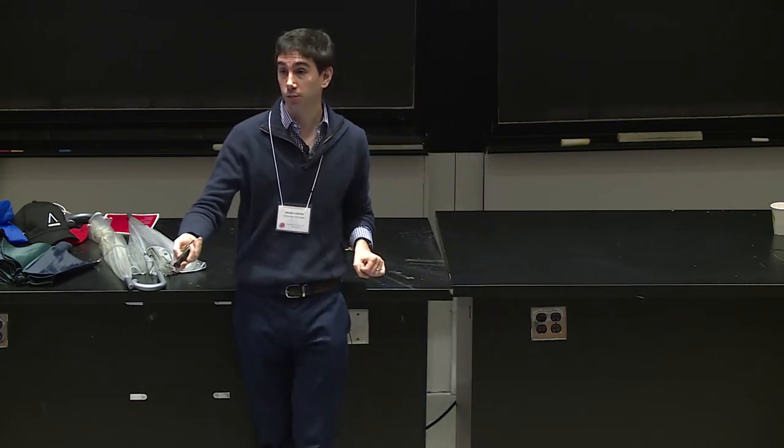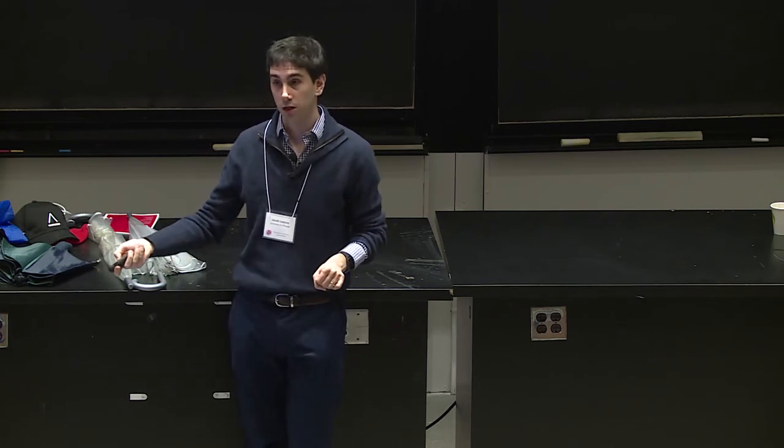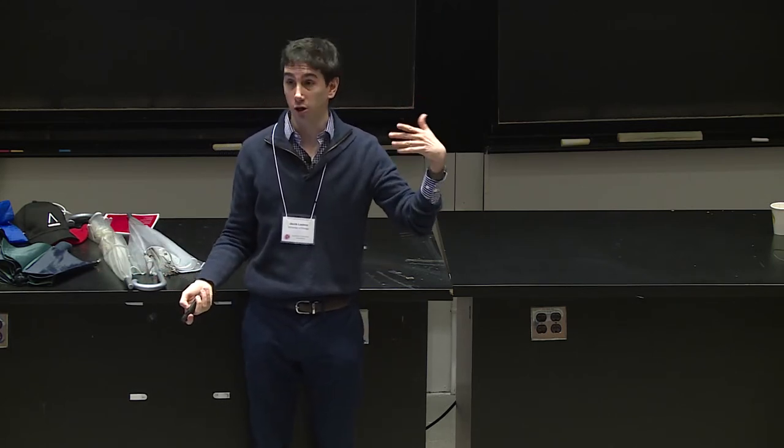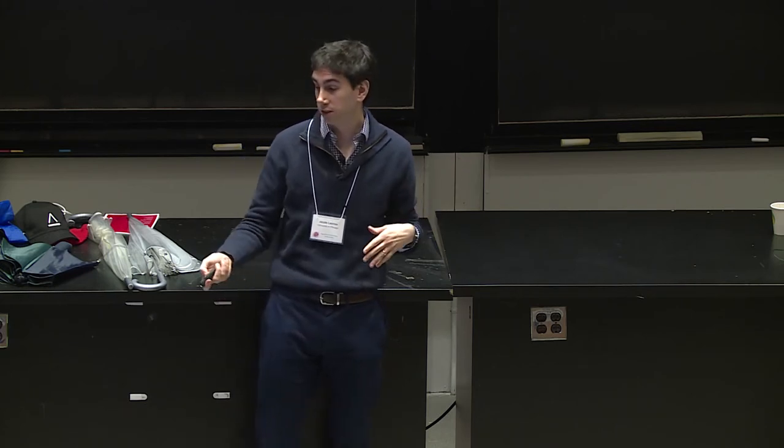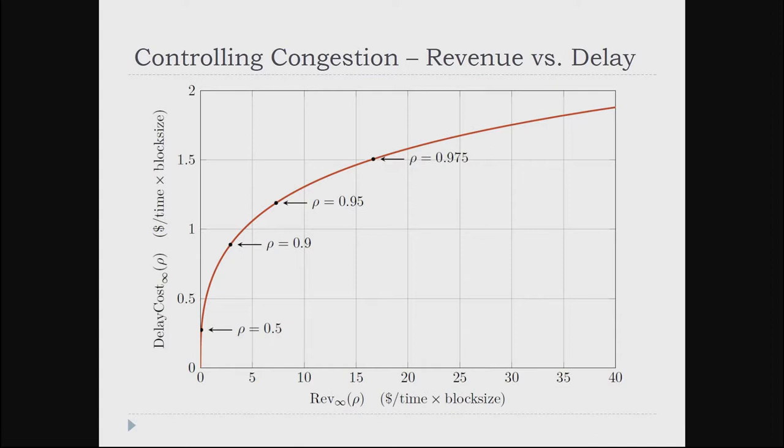On the horizontal axis, I put how much revenue you get. On the vertical axis, how much delay cost you're imposing on users. You should think of this curve as starting from 0, 0. If I have infinite capacity, no congestion, then I impose no delay cost on users. Nobody has to wait. But also, nobody pays. As I increase the congestion, people start paying more and waiting more, and both of them will go to infinity.